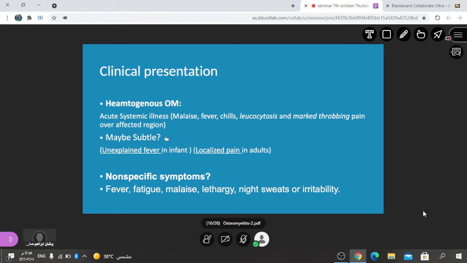The symptoms may be subtle, like an unexplained fever in an infant, and we may have local pain in adults, early in the stages, of course. You must know that most of these symptoms I just talked about are non-specific symptoms, like fever, fatigue, malaise, lethargy, night sweat, or irritability. Irritability is mostly in infants, because the infant cannot express pain or tell you there is pain, so it will be irritable for him when you touch the affected site.